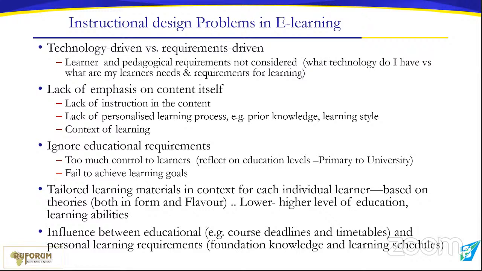If you are from social science, do we have a one-size-fits-all? That can also be a challenge. So learner and pedagogical requirements are not considered sometimes. So we need to look at, for example, the different levels of education. If you are talking about primary level, secondary level, or higher level, they have different learning requirements and patterns as well. So that will define which technology is appropriate and so on.